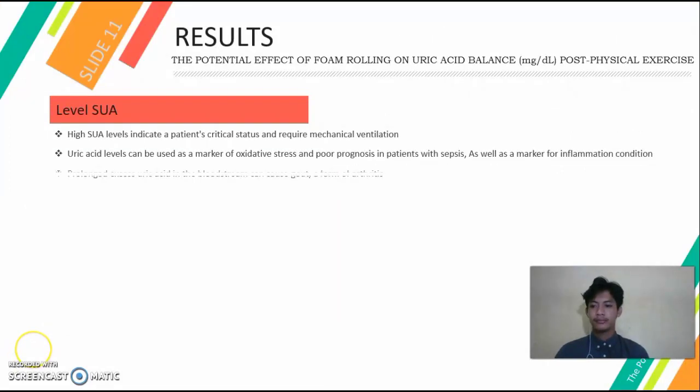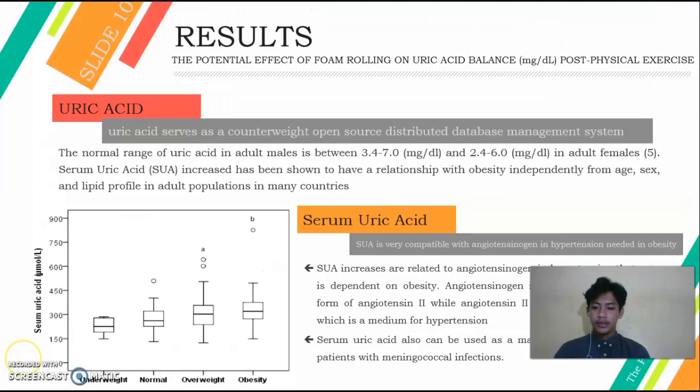Next. Abnormality in uric acid metabolism and decreased excretion by the kidneys are one of the main causes of hyperuricemia. Figure 1. Furthermore, SUA increase is related to angiotensinogen in hypertension that is dependent on obesity. Angiotensinogen is a precursor to the formation of angiotensin 2, while angiotensin 2 is the primary effector which is a medium for hypertension.